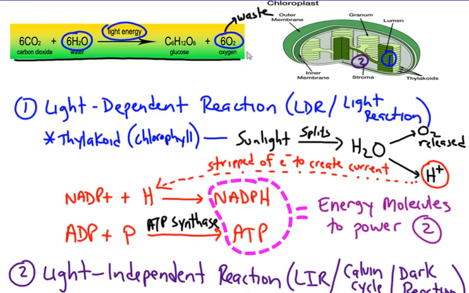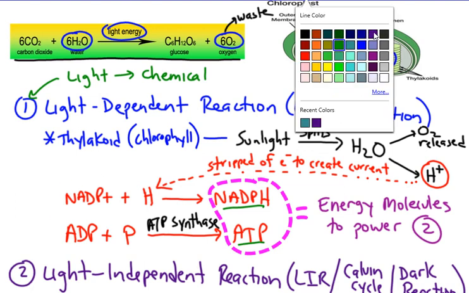So really, one of the big things from step 1 is we are seeing that light to chemical transformation. Because we start off with sunlight, and then we end up with NADPH and ATP. The whole point of that LDR is to make energy to power step 2. Every reaction needs energy from the start, so our first step is to make energy in order for the second step to even happen.